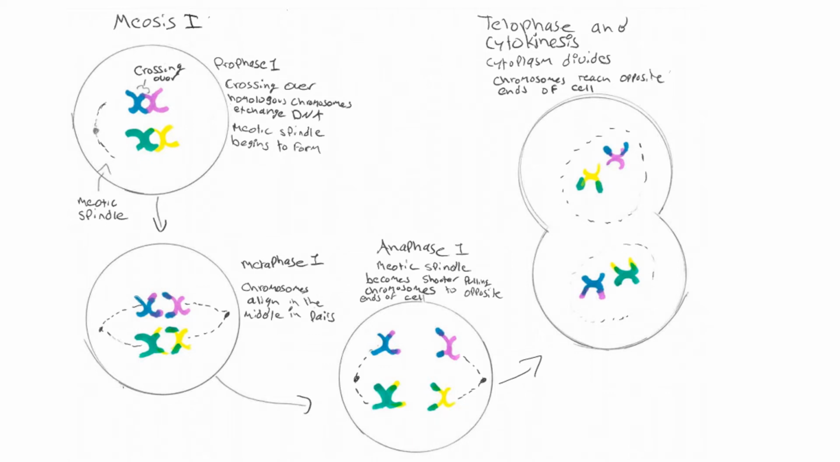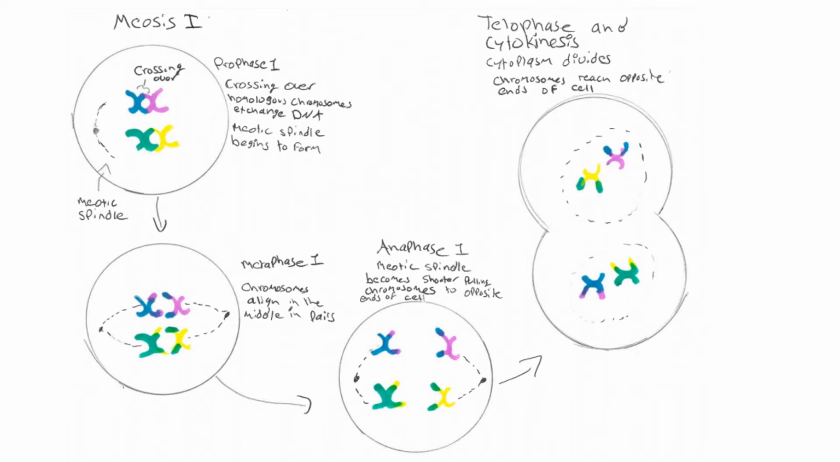Alright, so now we're actually going to be talking about cell division. Meiosis consists of two stages, meiosis 1 and meiosis 2. Meiosis 1 begins with prophase 1. Now during prophase 1 of meiosis 1, something very special happens.